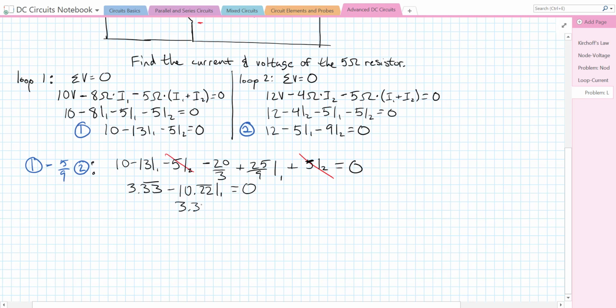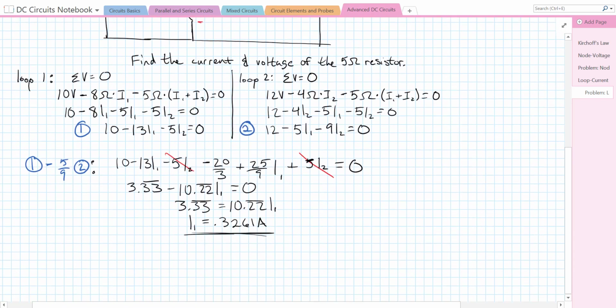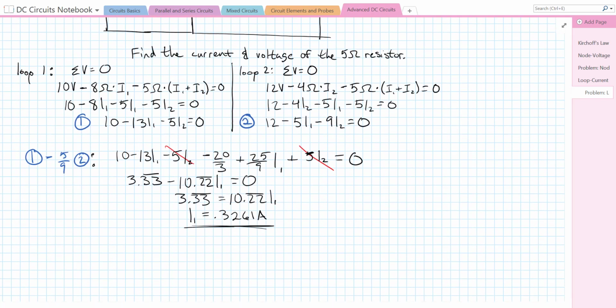So we get 3.33 is equal to 10.22, all repeating, times I1. When we divide out by 10.22, we get I1 is equal to 0.3261 amps. I'm using a lot of sig figs so that rounding errors don't compound. But there's I1. And it did end up positive. You do have to be careful about the signs here. Positive is good. That means we chose the correct direction originally when we drew our current loop.